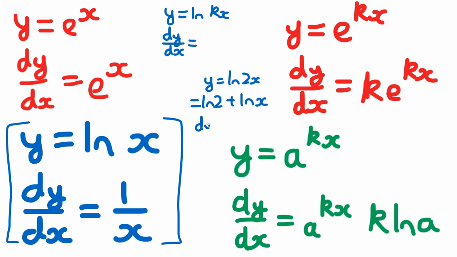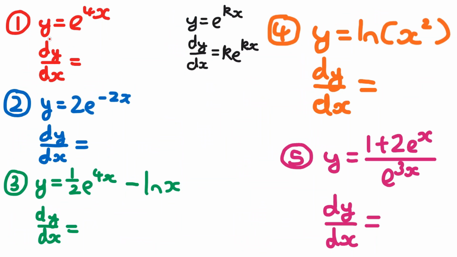And then if we differentiate this here, this natural log of 2 is just a number, it's just a constant, so therefore when you differentiate this, this is just going to go away. So this is going to go away, and then the derivative of the natural log of x is just 1 over x. So the derivative of the natural log of 2x is just 1 over x. So therefore the derivative of the natural log of kx is just 1 over x. This k actually has no effect. It's still just 1 over x.